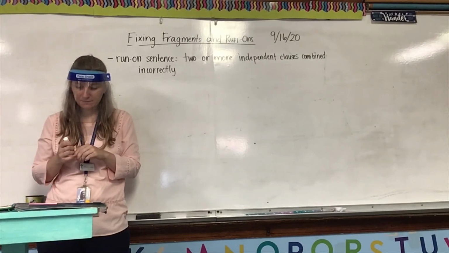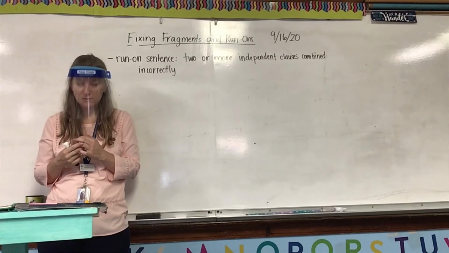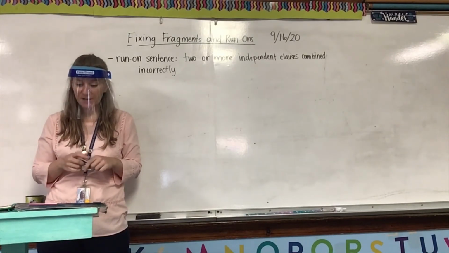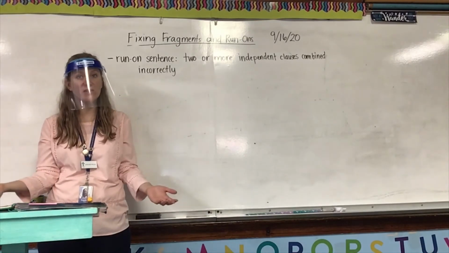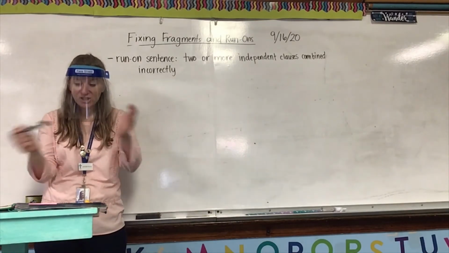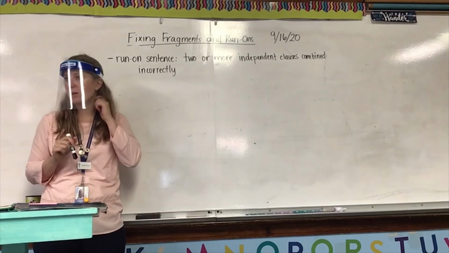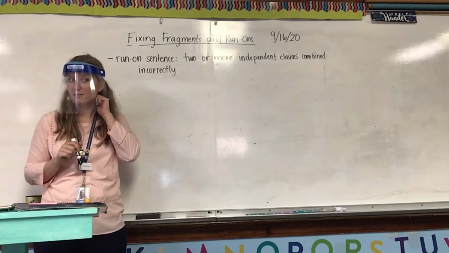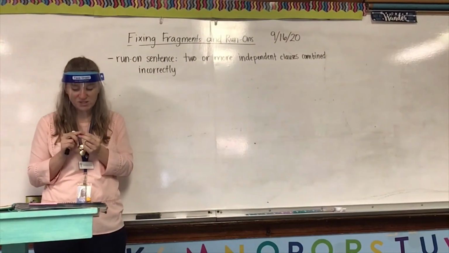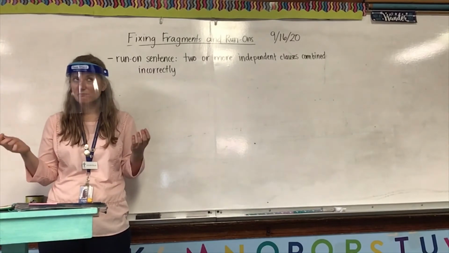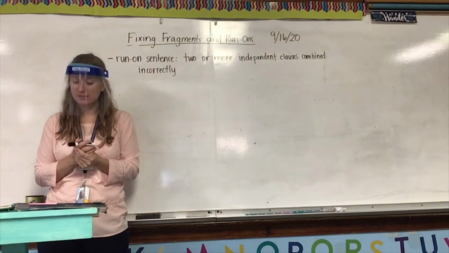Two or more independent clauses joined with a comma but no conjunction. Good. So the second type is two or more independent clauses joined with a comma, so you've got that little pause, but no conjunction. Like this. Sam hit the ball, it went over the fence. We paused a little bit, but not long enough for it to be two separate sentences, like with the period. And there's no conjunction, no and.